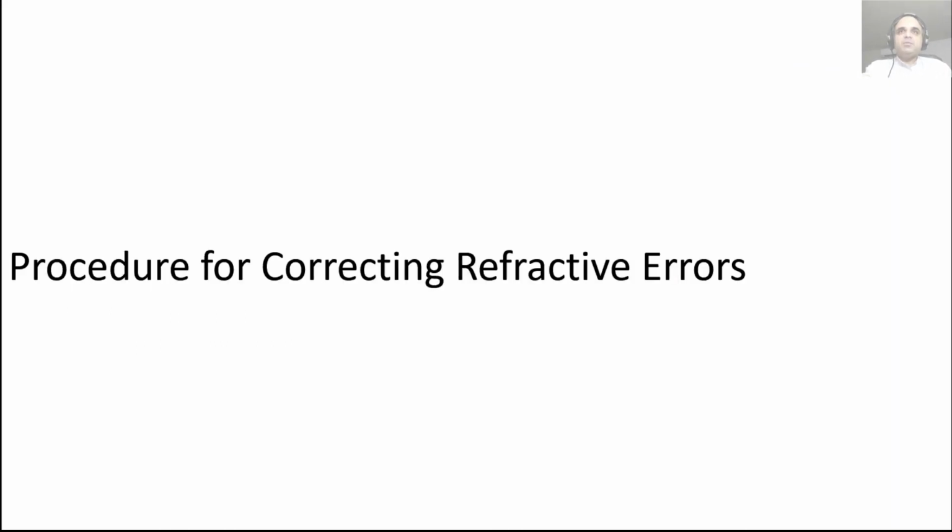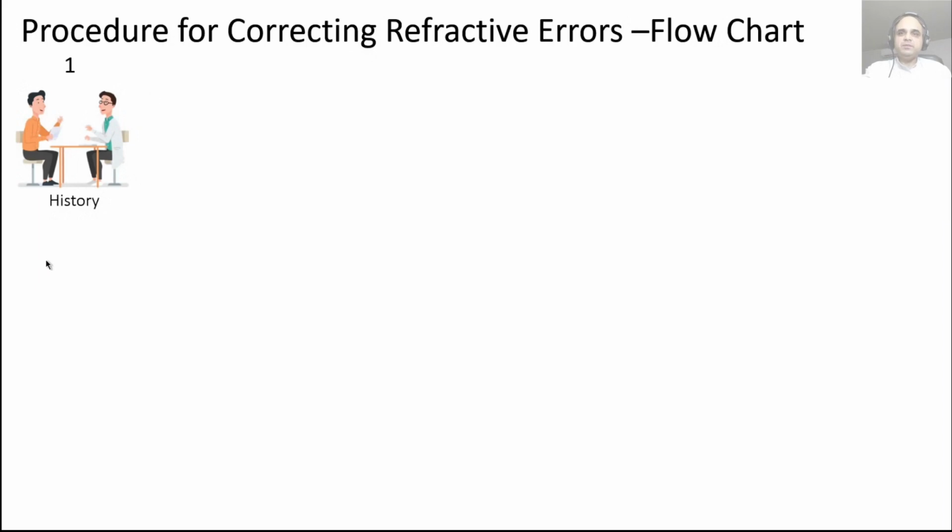So how is the refractive error corrected? I'll show you a nice infographic for this. So you have a history. "Hey, I'm here because I have gradual painless loss of vision," and so on. Let's do your visual acuity. And you do a visual acuity.